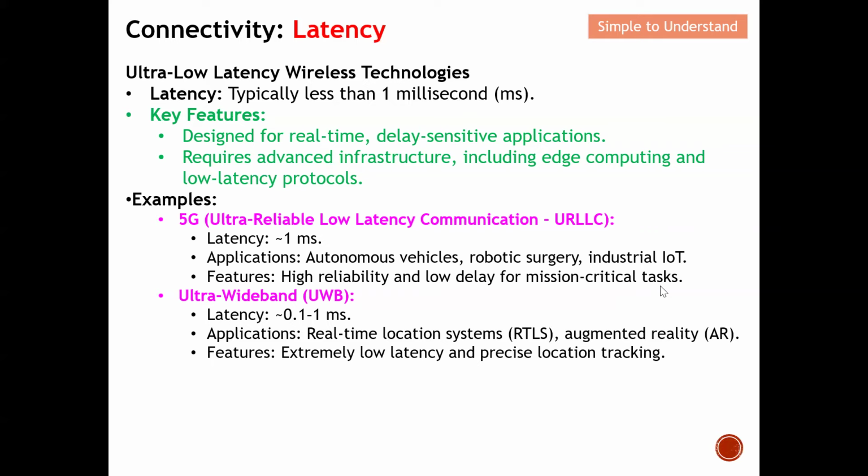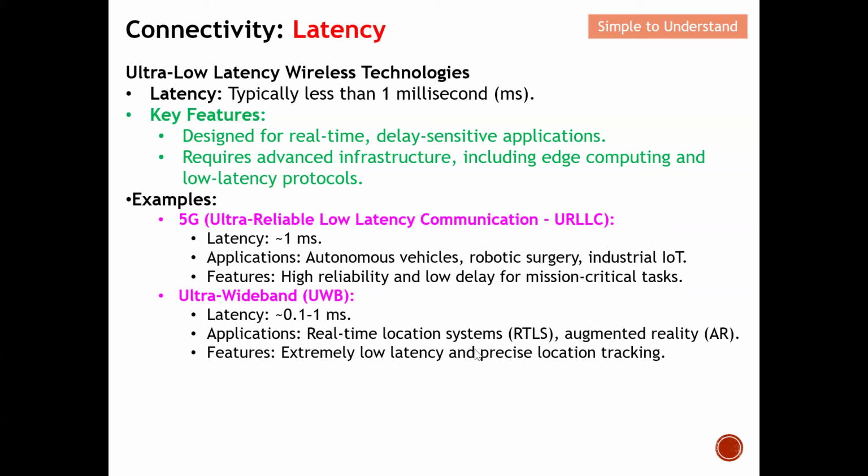So basically this is the example for ultra low latency. We need to ensure high reliability of data, and we also need to ensure low delay for anything mission critical, like autonomous vehicles. Another example of ultra low latency is UWB. UWB can do even better, getting a latency of 0.1 millisecond. The application is basically real-time location systems.